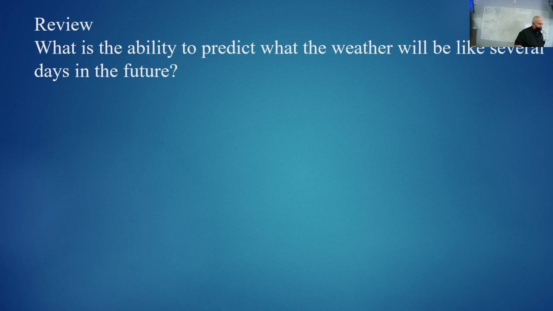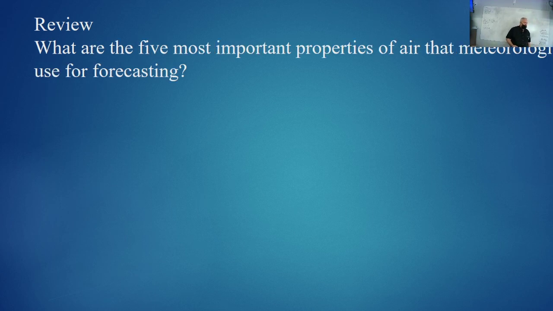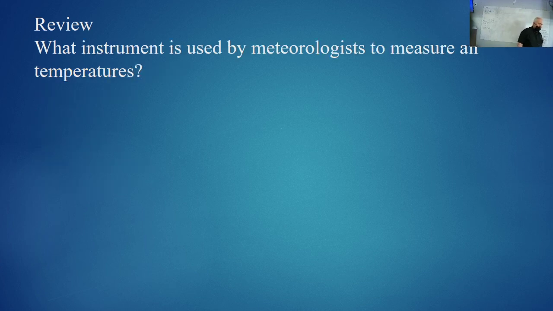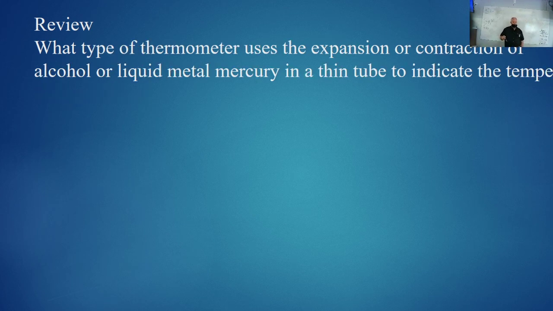Okay, here we go. Let's do a little bit of review. What is the ability to predict what the weather will be like several days in the future? Forecasting. What are the 5 most important properties of air that meteorologists use for forecasting? Okay, there they are. Good job. What instrument is used by meteorologists to measure air temperatures? What type of thermometer uses the expansion or contraction of alcohol or liquid metal, mercury, in a thin tube to indicate the temperature? A liquid thermometer.